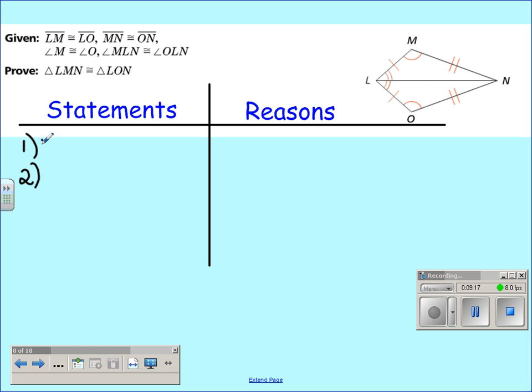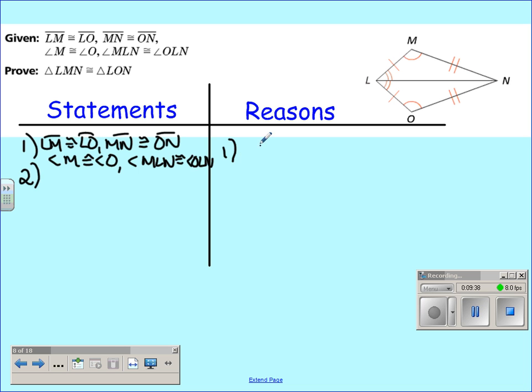So the first thing I would do is I'd put in all my given. So LM is congruent to LO. We have MN congruent to ON, and angle M congruent to angle O. Notice all of it's beautifully marked in the picture, which is great. And so all this is given.